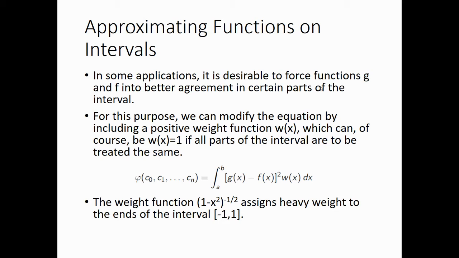So the minimum is again sought by differentiating with respect to each c sub i and setting the partial derivatives equal to 0. The result is a system of normal equations, n plus 1 linear equations in n plus 1 unknowns. And again, we can solve that using Gaussian elimination. Earlier remarks about choosing a good basis, such as the Chebyshev polynomials, apply here as well.